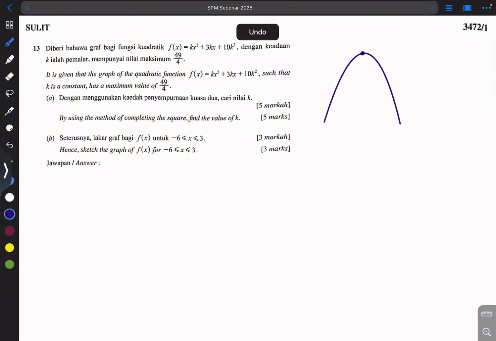How do we know the difference? Max value means sad face. Minimum value means the graph will go like this, because we get a minimum value down here. So if it looks like this, a must be more than 0, where our a will be positive. Here a will be less than 0, a will be negative. So in this case, k will be negative. That's just a small clue.